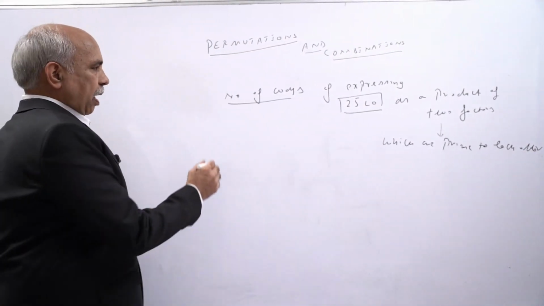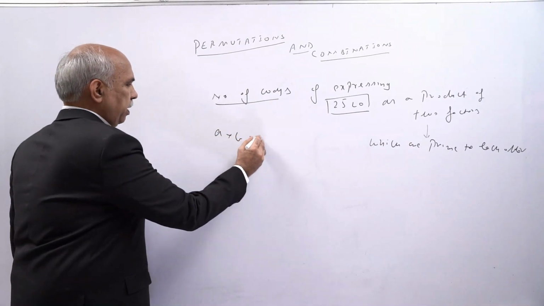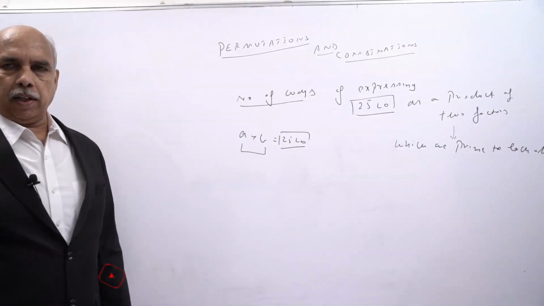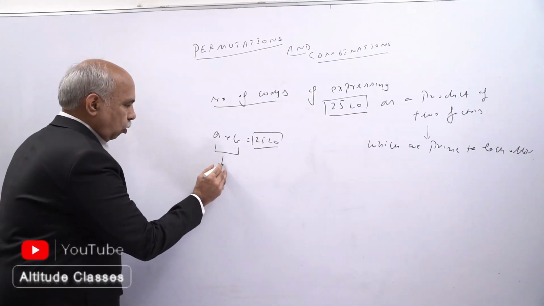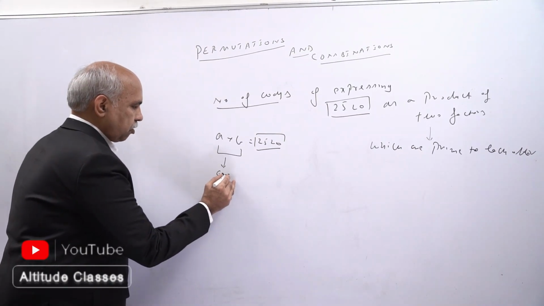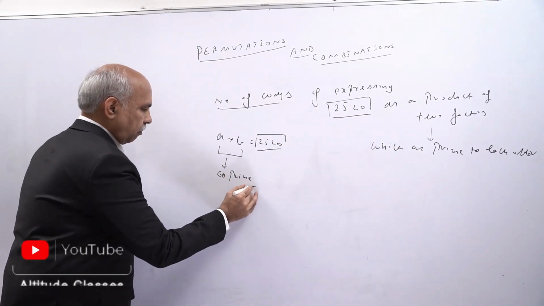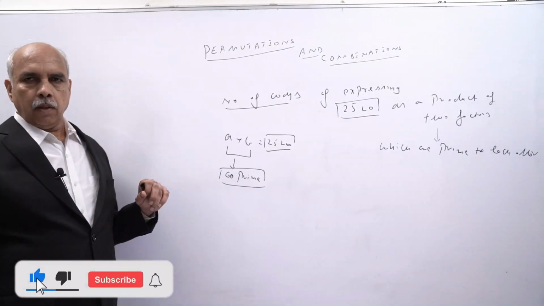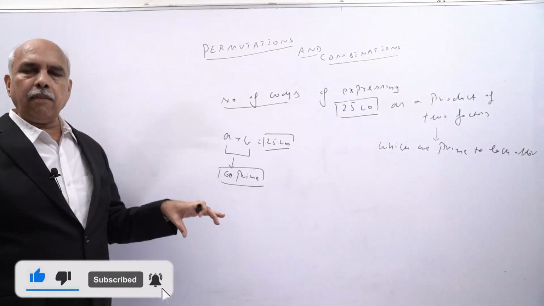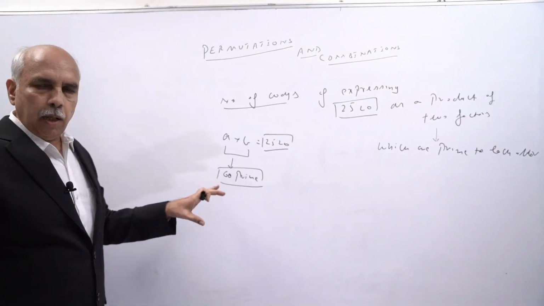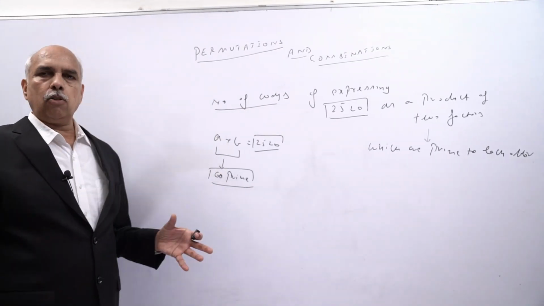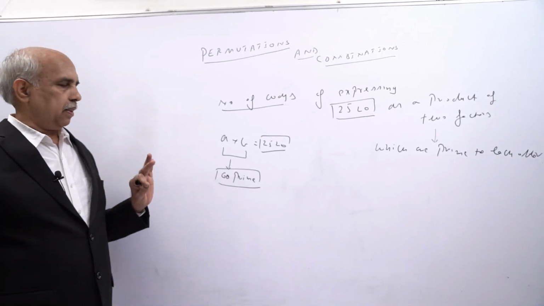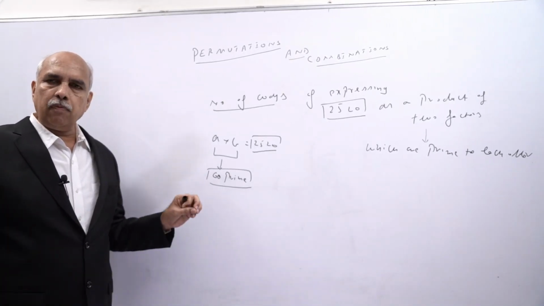That means if I am writing it as A into B is equal to 2520, A and B should not have any common factors. That means they should be co-prime. Co-prime means no common factor between A and B. Co-prime doesn't mean that the numbers have to be prime. The numbers need not be prime, but there is no common factor other than 1 between the two.